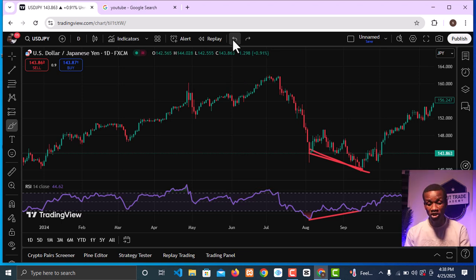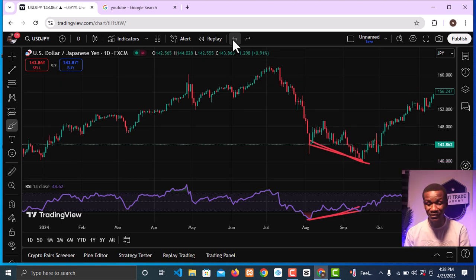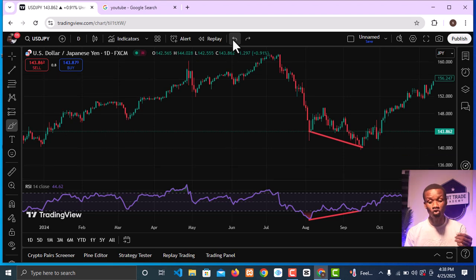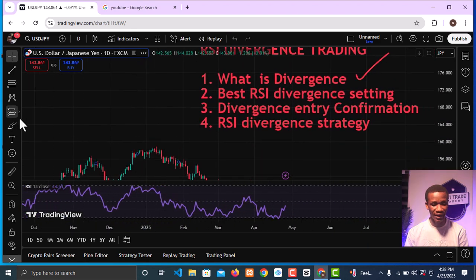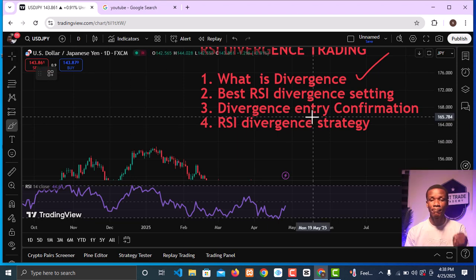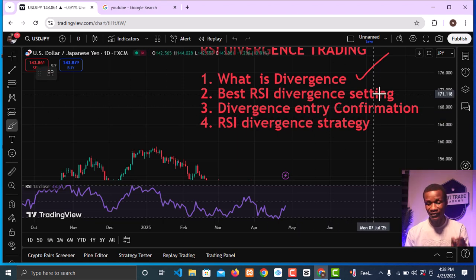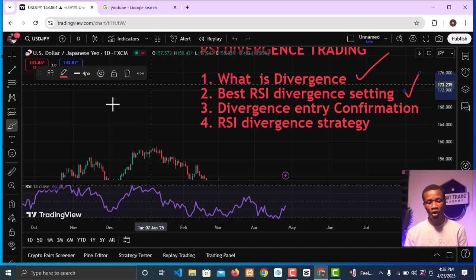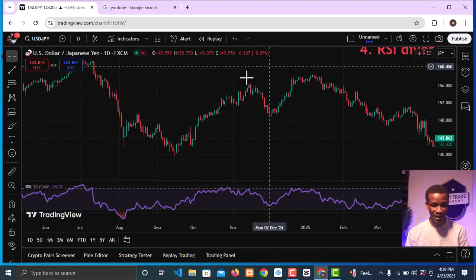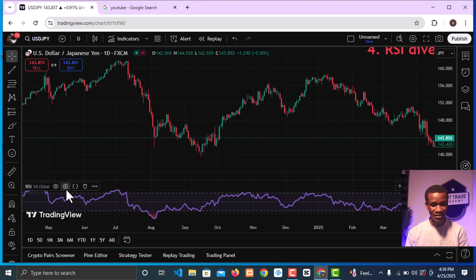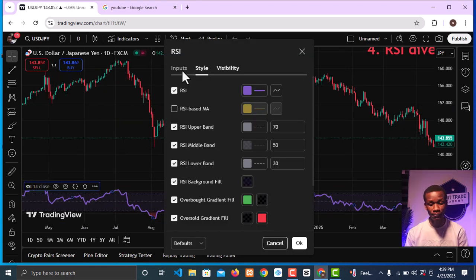We have bullish divergence and bearish divergence, which is what you must pay attention to if you want to trade divergence very well on your price action. The next thing, the second thing on this very list, is the best RSI divergence setting, which is super important. All you need to do to get this setting right is to come to this very point, go to settings, and then come to input.